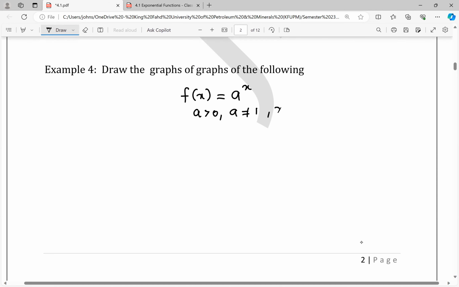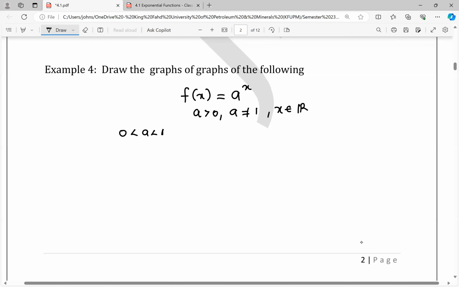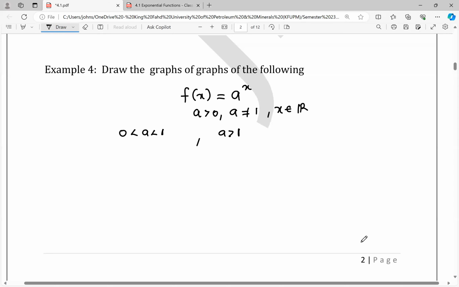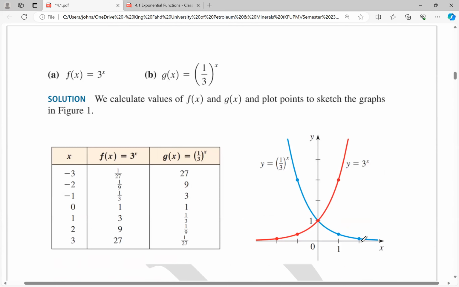And we said x is in the real numbers. So we're going to consider two categories for this graph. We're going to consider the situation where a is between 0 and 1, and also the category where a is greater than 1. So this we can illustrate with this simple example.